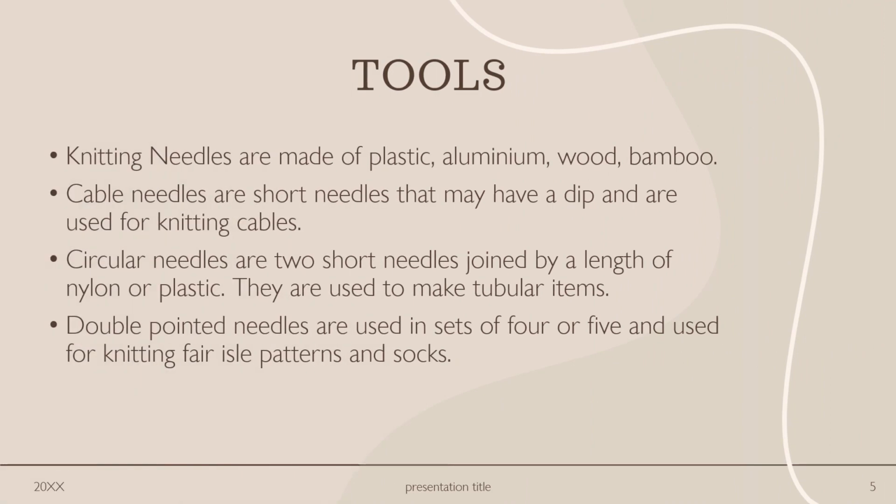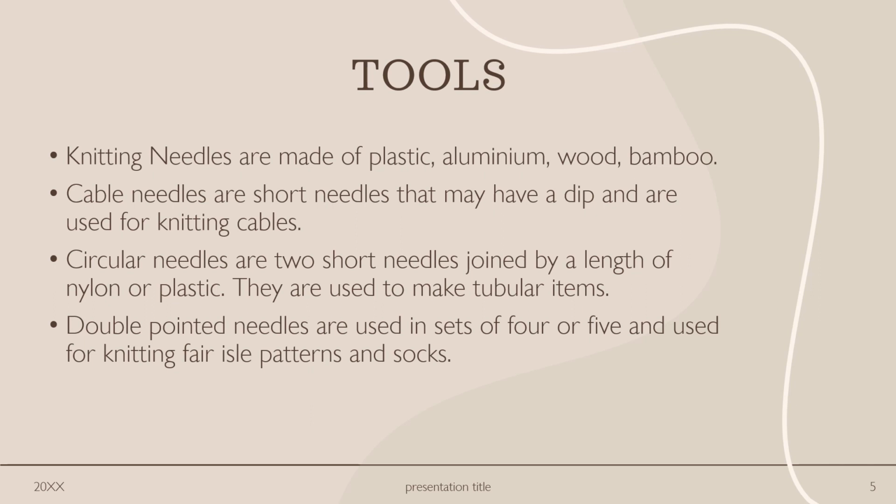Tools used in knitting. 1. Knitting needles. They are made of plastic, aluminium, wood or bamboo. Cable needles are short needles that may have a dip and are used for knitting cables.